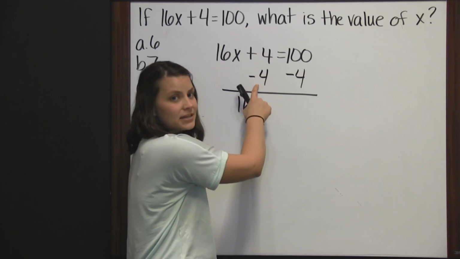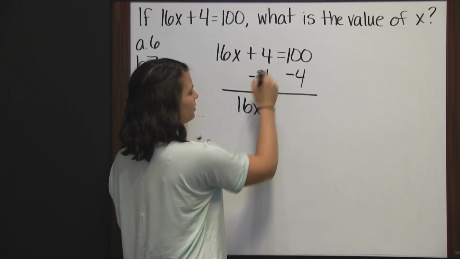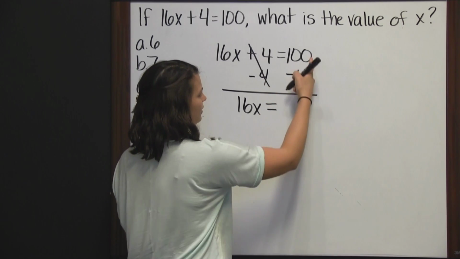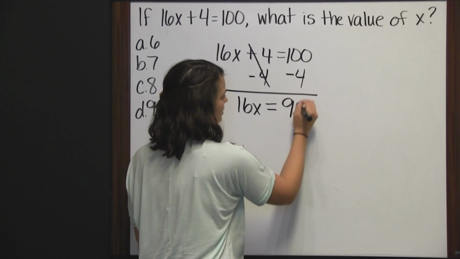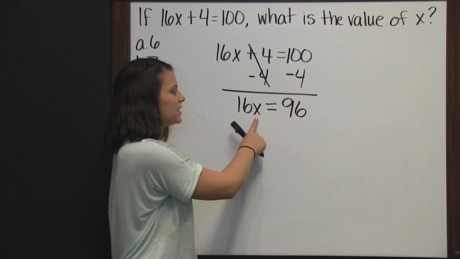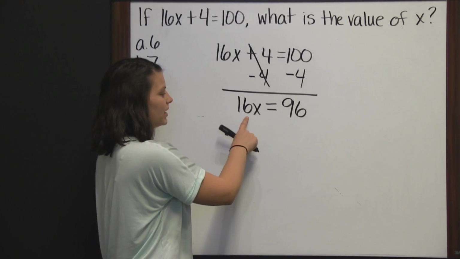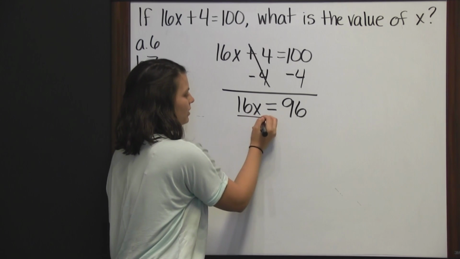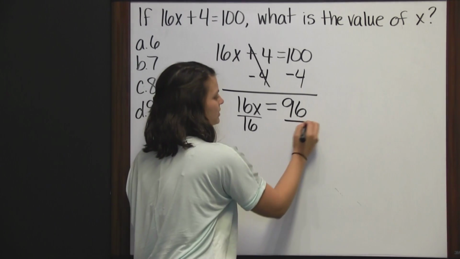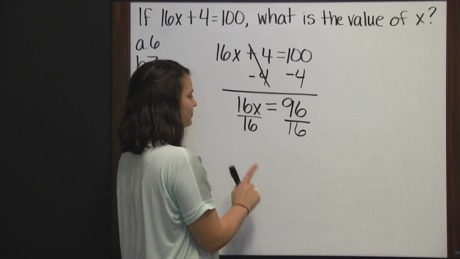So we have 16x plus 4 minus 4. Those are additive inverses of each other. That means they add to be 0, so we can cancel them out. Bring down the equal sign, and then 100 minus 4 is 96. So now we have 16 times x equals 96. The opposite of multiplying times 16 is dividing by 16. So to get x alone, we need to divide both sides by 16. That way our equation is still equal.